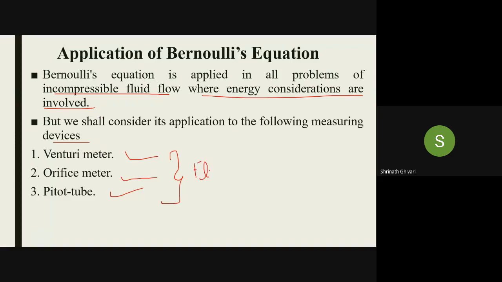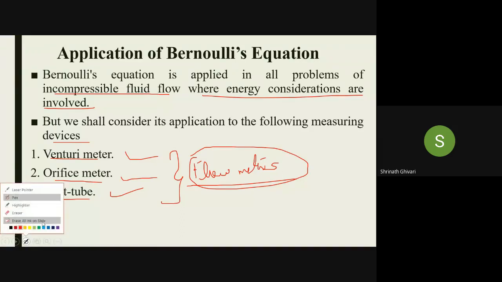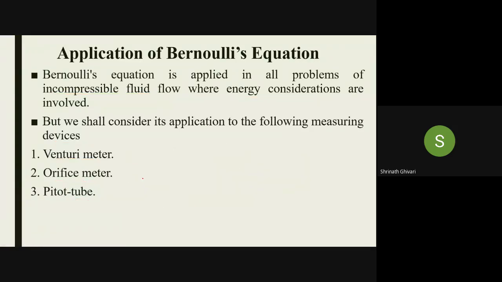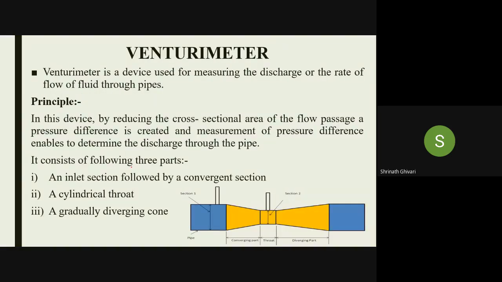These are also called flow meters. They determine the rate of flow of a fluid flowing through the pipe. Venturimeter, orifice meter, and pitot tube. Now we shall see each one of them. First, we'll go with the venturimeter.